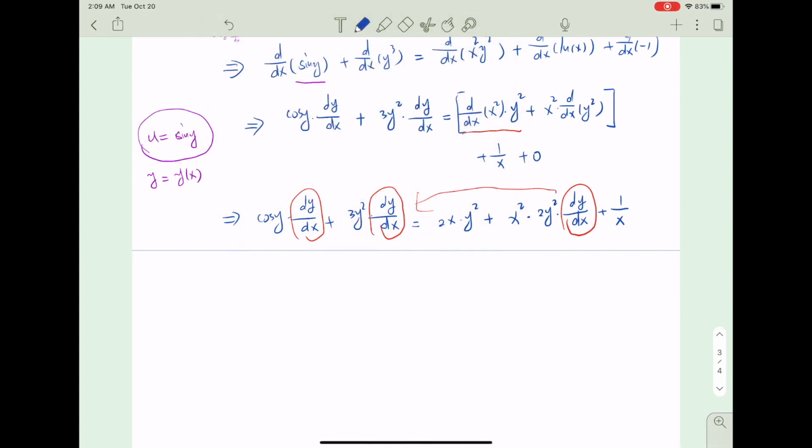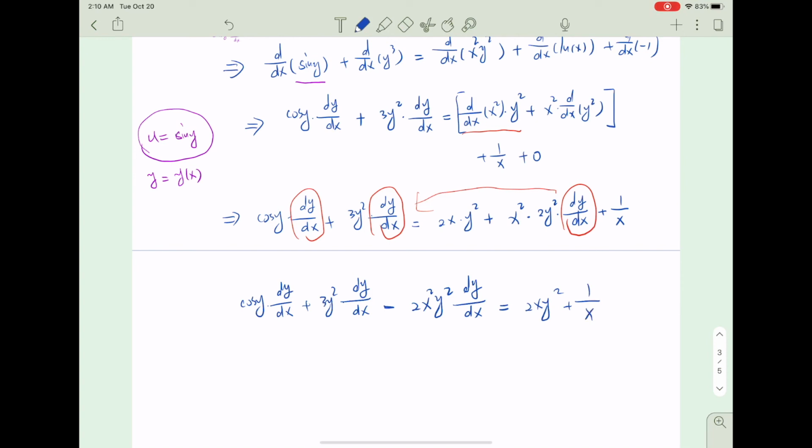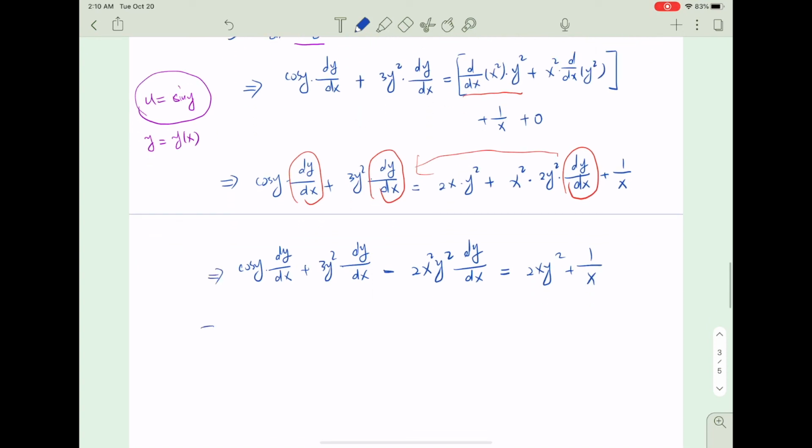So I have cos y dy/dx stays the same, plus 3y squared times dy/dx, the same. And then I move that term to the left hand side, so it's minus 2x squared y squared, right? Just simplify this a little bit, dy/dx equal to the rest of the right hand side, 2xy squared plus 1 over x. Now I'm gonna factor out this dy/dx, since I'm solving for this, so I need to factor this out.